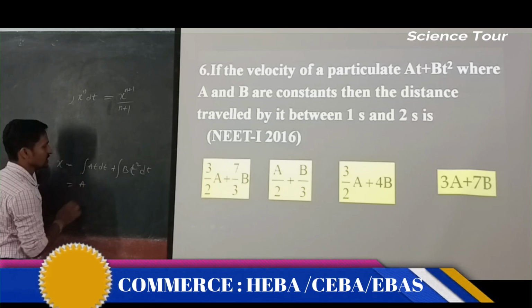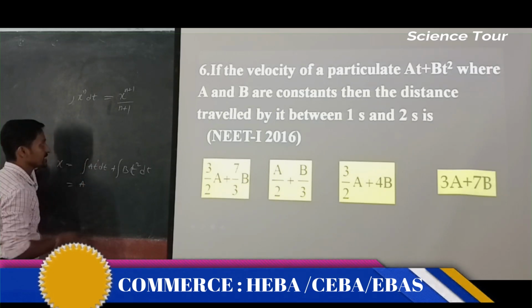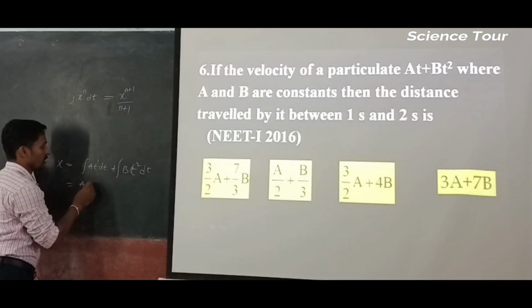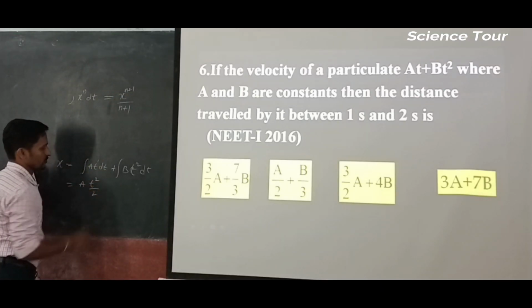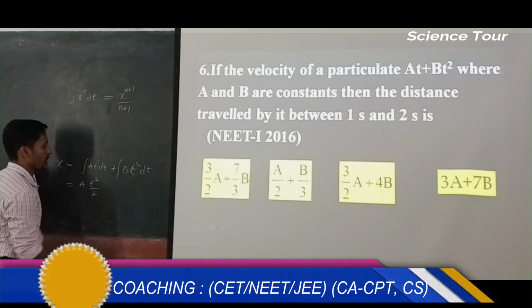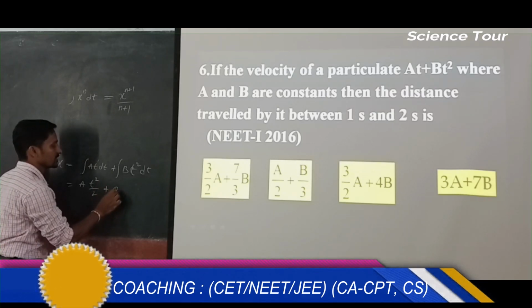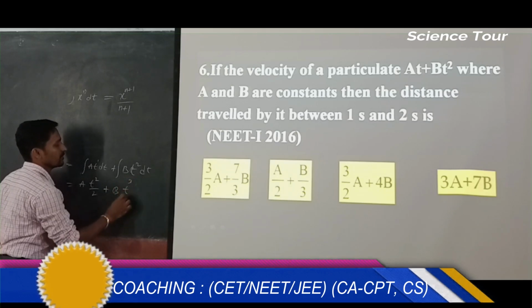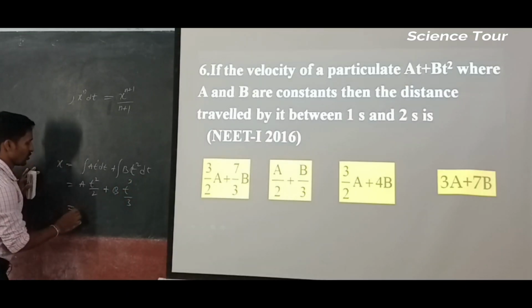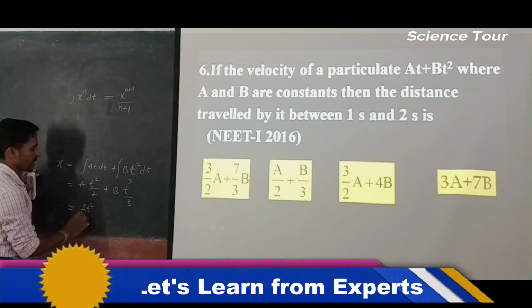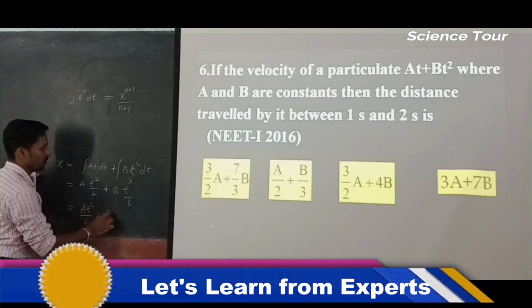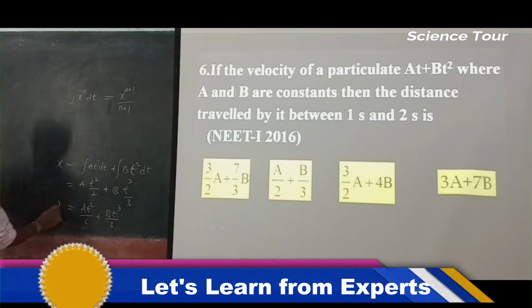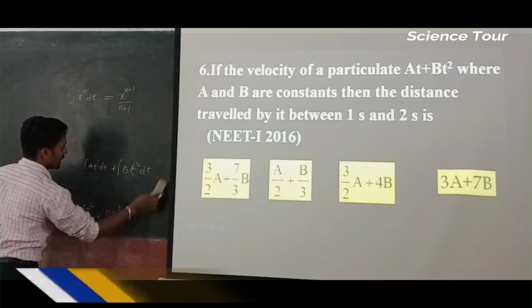Integration: a is a constant, t to the power 1 is there. For t to the power n, we get t to the power n plus 1, so t to the power 1 means t square by 2. Plus b is constant, t to the power 2 means 2 plus 1, that is t cube by 3. So you are going to get a t square by 2 plus b t cube by 3. That is your x.